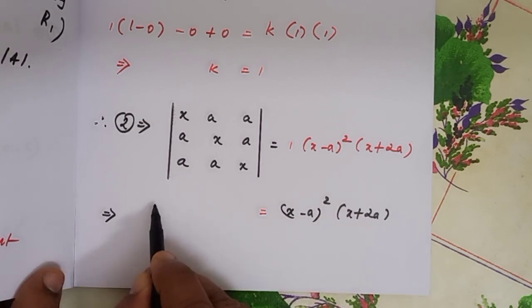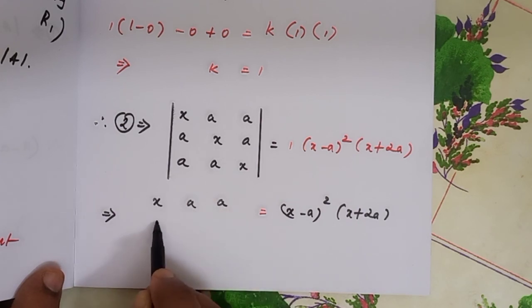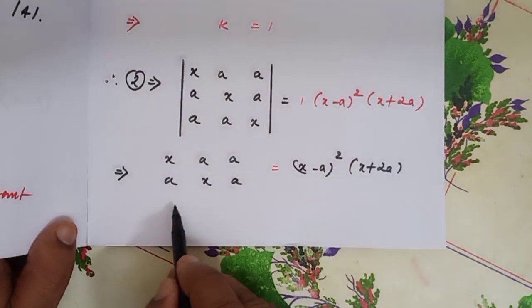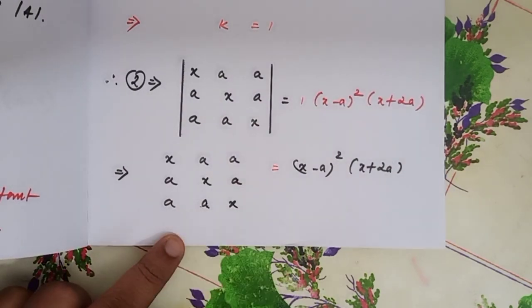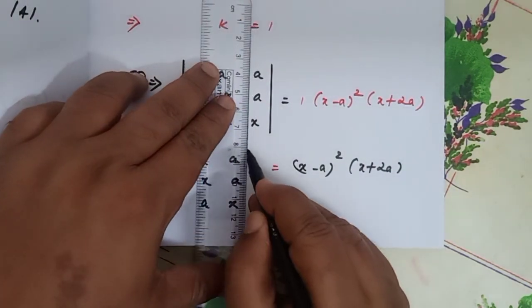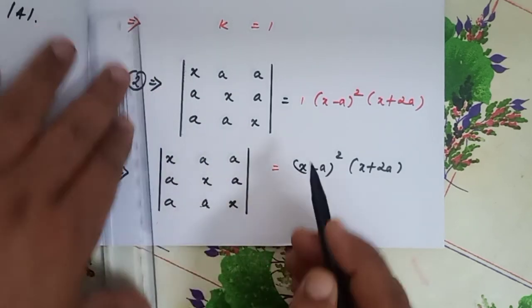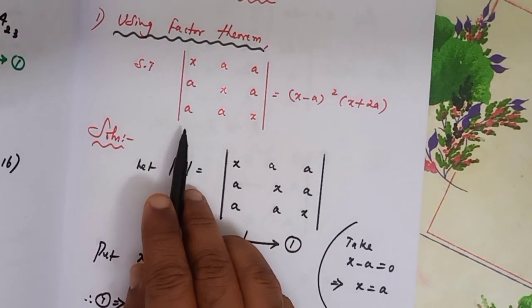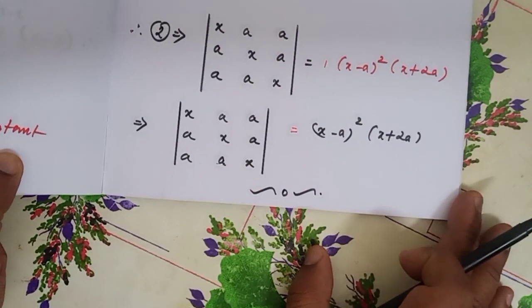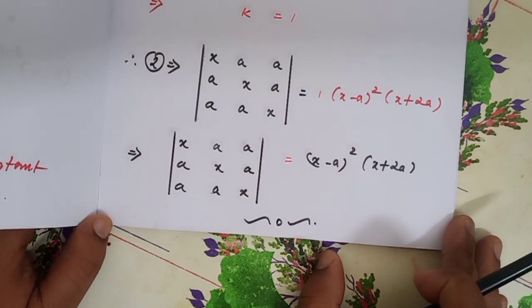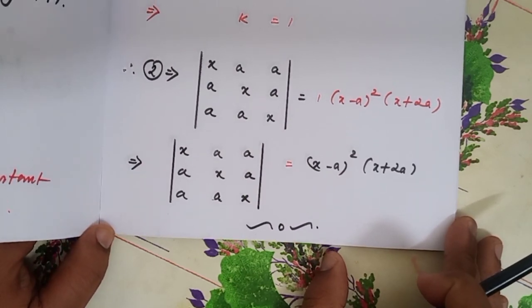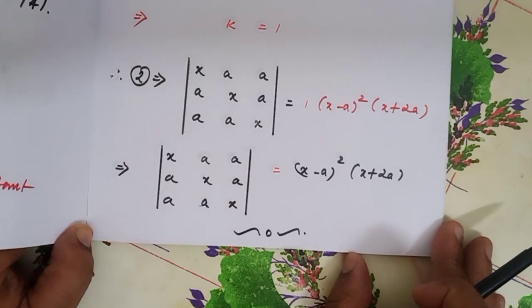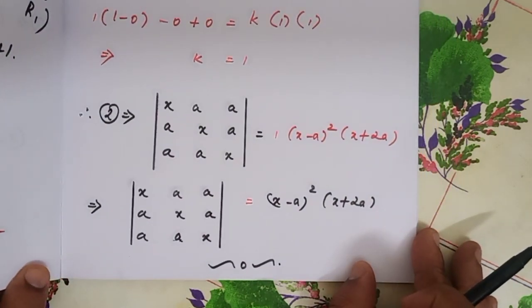So what is in the left hand side? The determinant x a a, a x a, a a x. We have proved. Look at the question: show that using factor theorem. We have proved this result. So by using factor theorem we have proved this result. So problem number 1 is completed. Then I'll be teaching problem number 2 in the next video. Thank you, children.